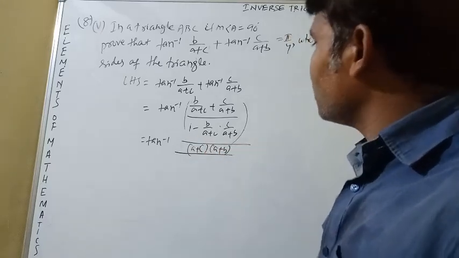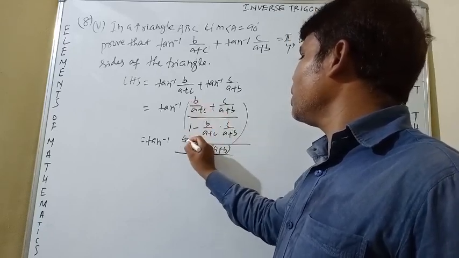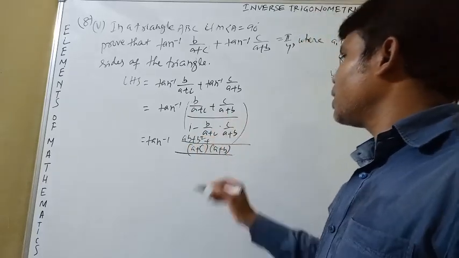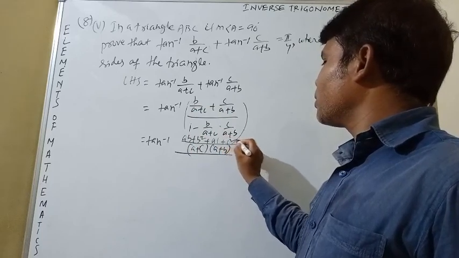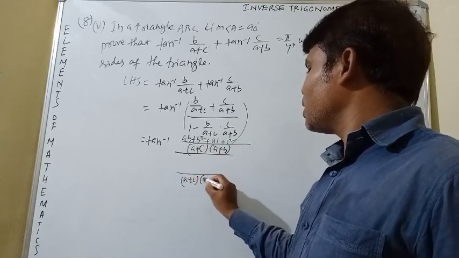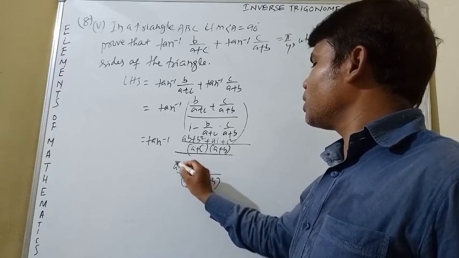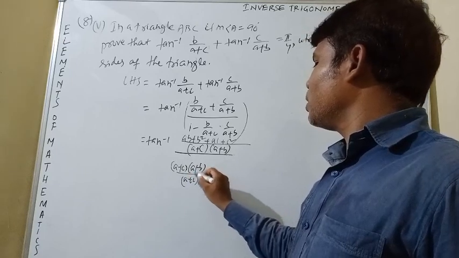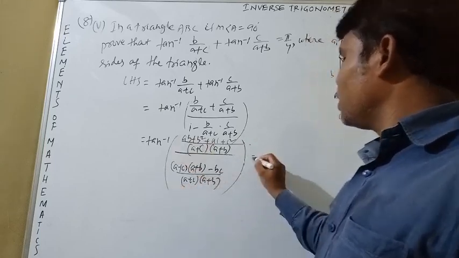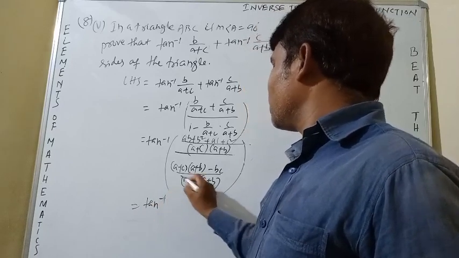Okay, then b into a plus b is equal to how much? b into a plus b, ab plus b square, plus c into a plus c, that is ac plus c square, divide. LCM is equal to a plus c, a plus b. Okay, this is equal to a plus c, a plus b minus bc. Okay, is equal to tan inverse. These two will cancel out.